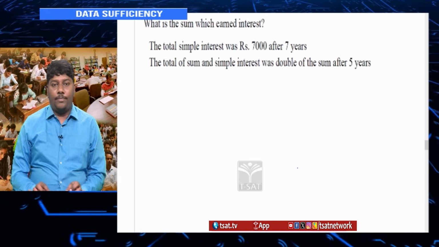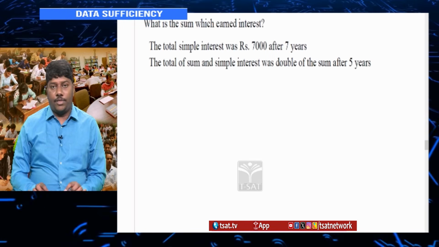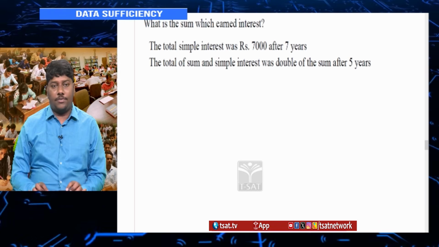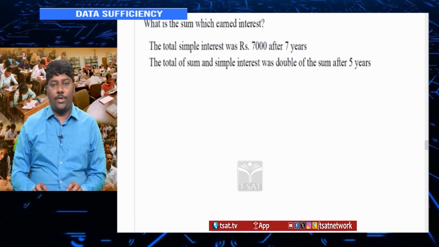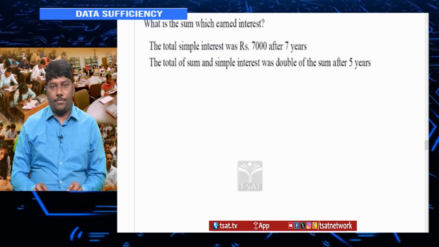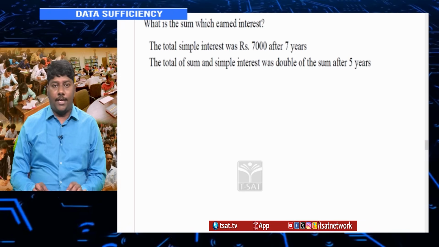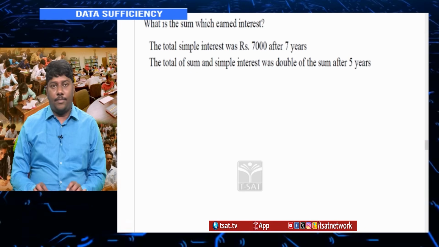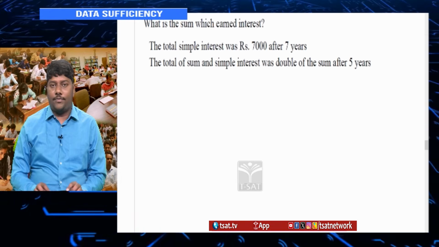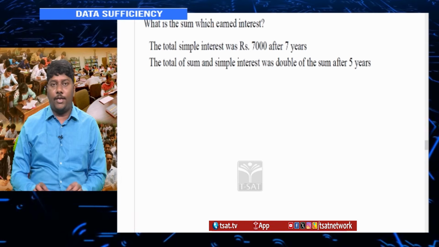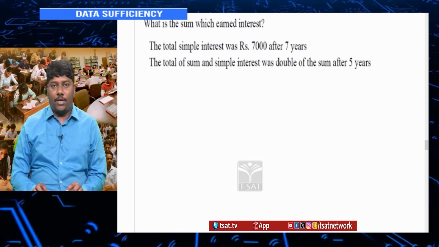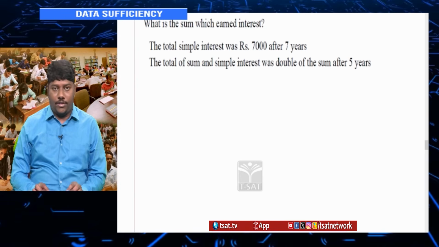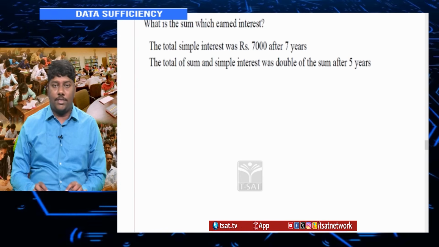What is the sum which earned interest? He is simply asking you interest, no interest type is given, so take it as simple interest. So the total simple interest was 7,000 after 7 years. That directly says per year the interest is 1,000, because simple interest is always the same. Simple interest is always proportional to the number of years. For 7 years it is 7,000, so for 1 year it is 1,000. But just knowing 1,000 is the interest, can I find out what is the sum that we put in? No, we cannot. So statement 1 is not sufficient to answer the question.